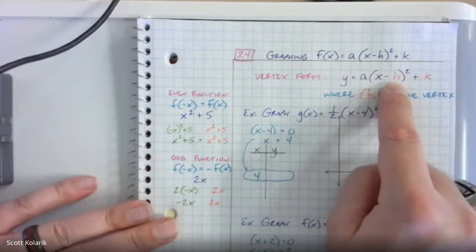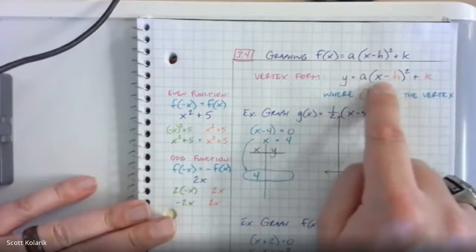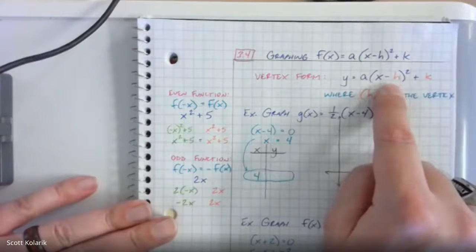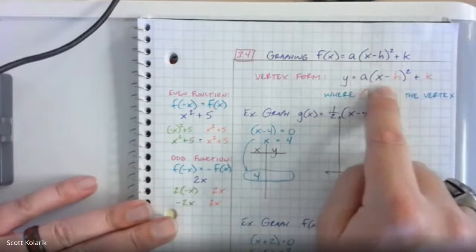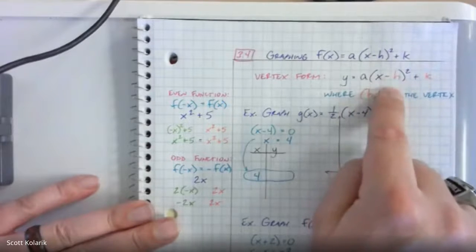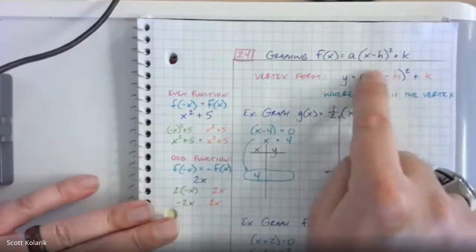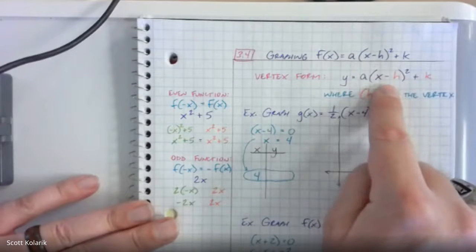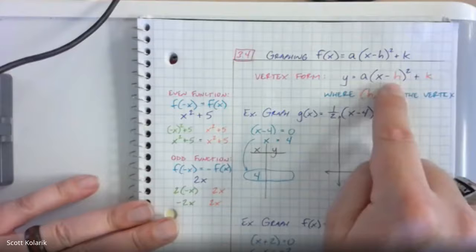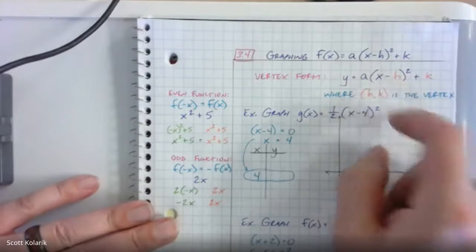Okay, and the reason I take the opposite sign of whatever's inside the parentheses is this. I'm looking for when this parentheses goes to 0. And in order to do that, I'm going to take the opposite sign of what H is.